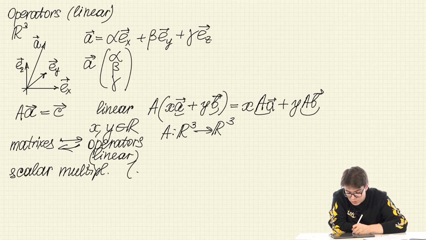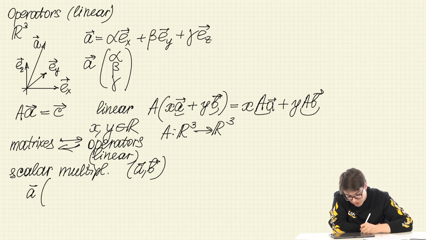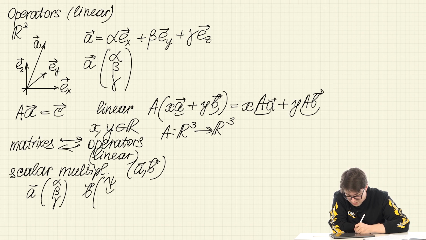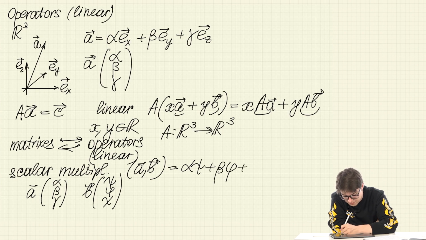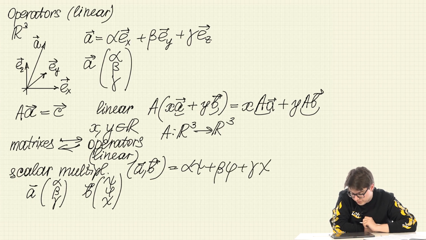If we have two vectors A and B with the following coordinates alpha, beta, gamma, psi, phi, he, we obtain the following result. Yeah, scalar multiplication.